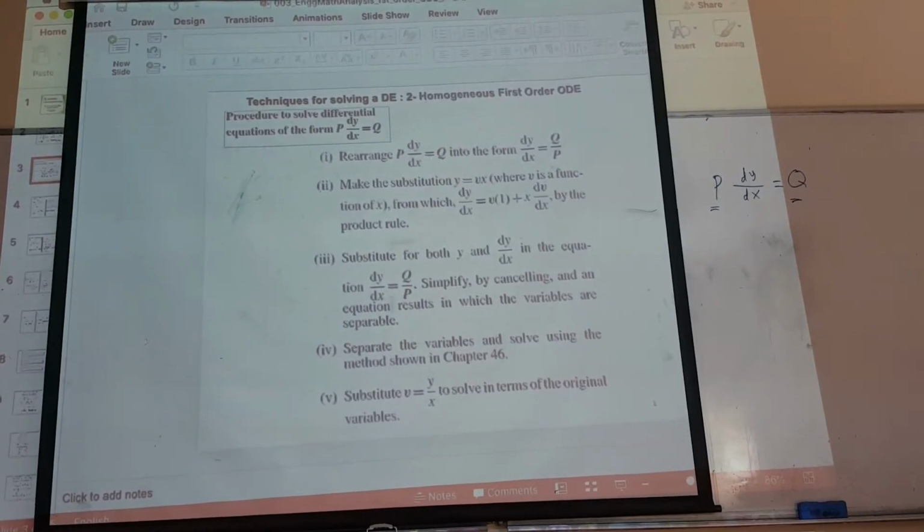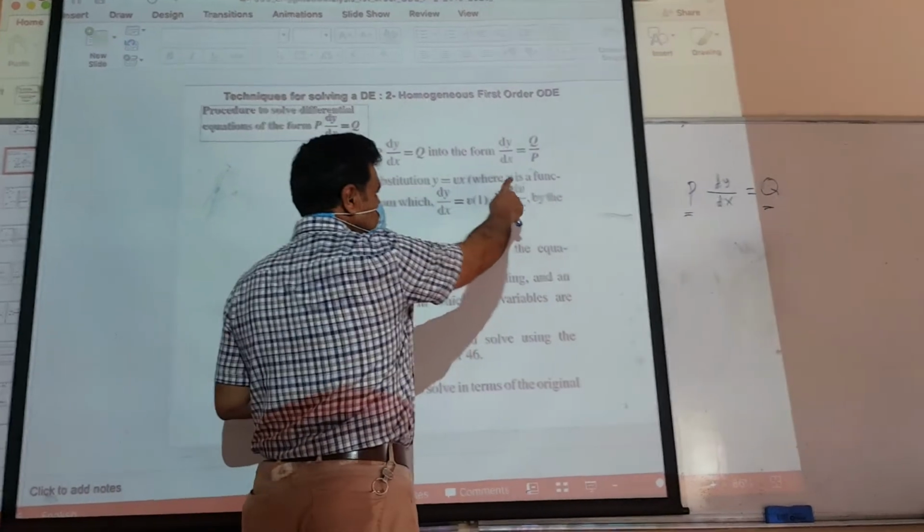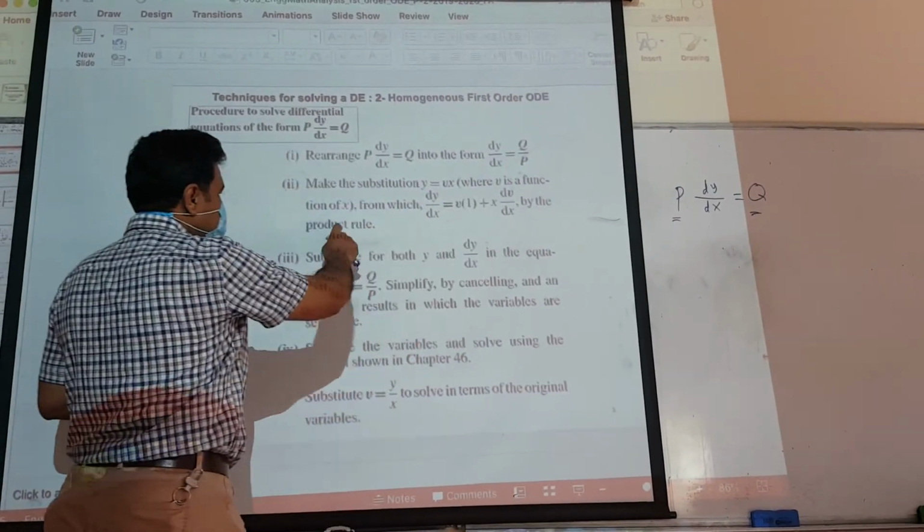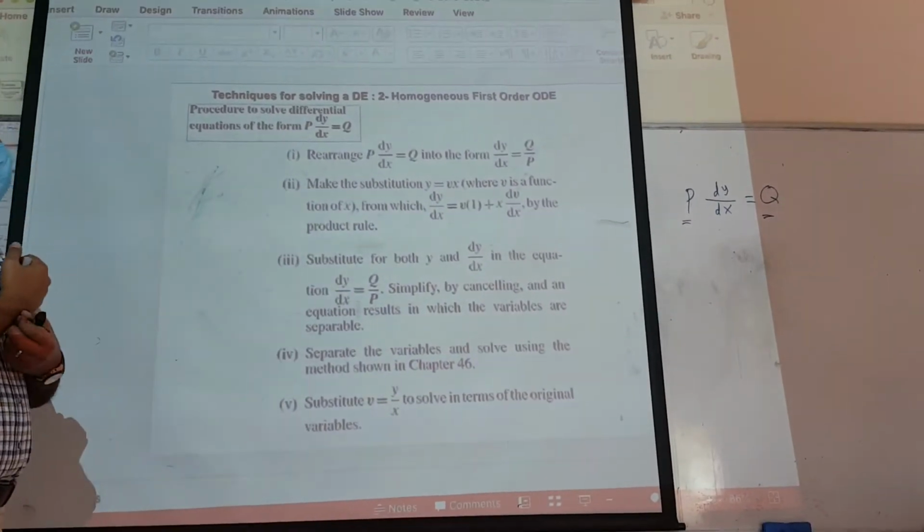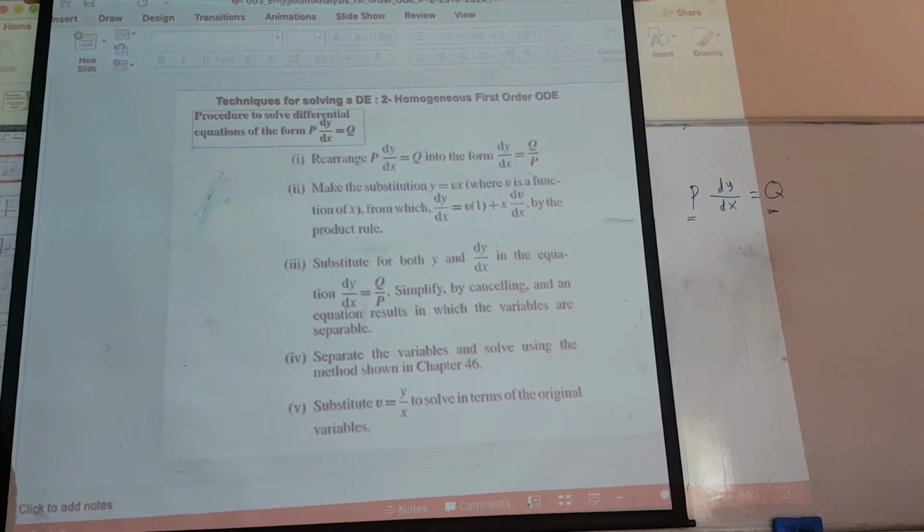After rearranging the equation in this way, you need to make the substitution.